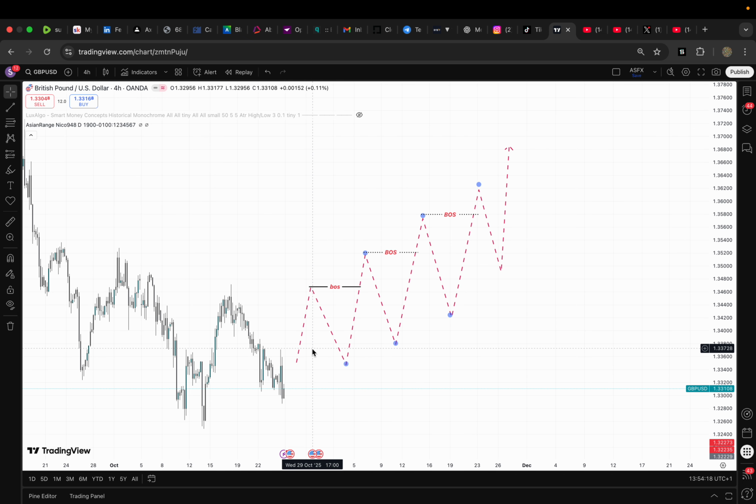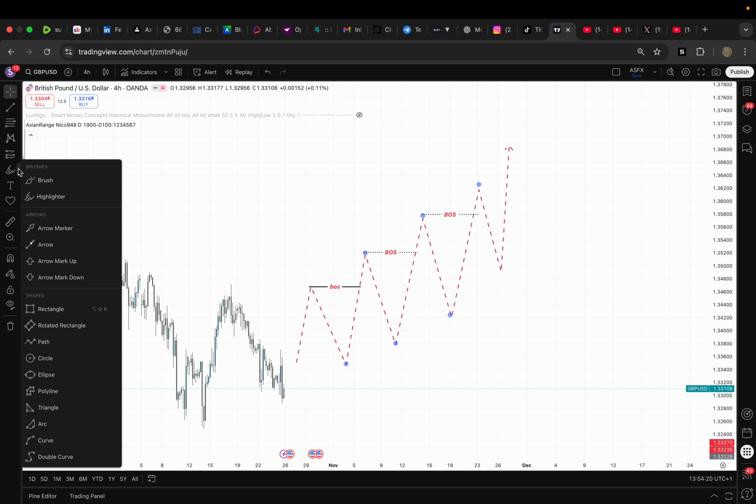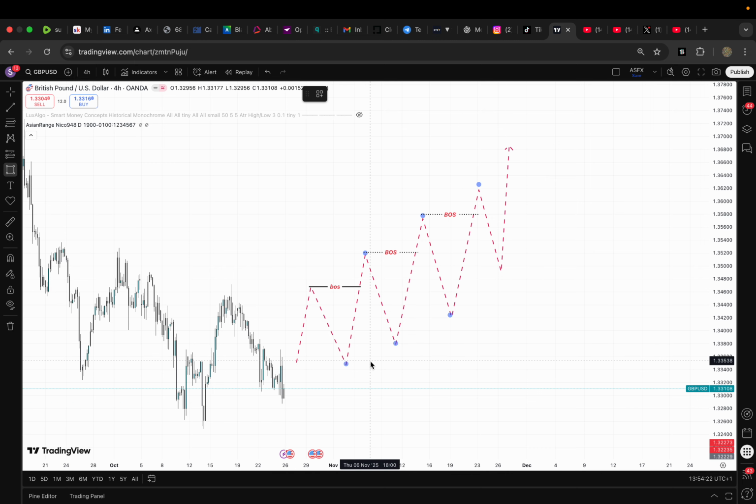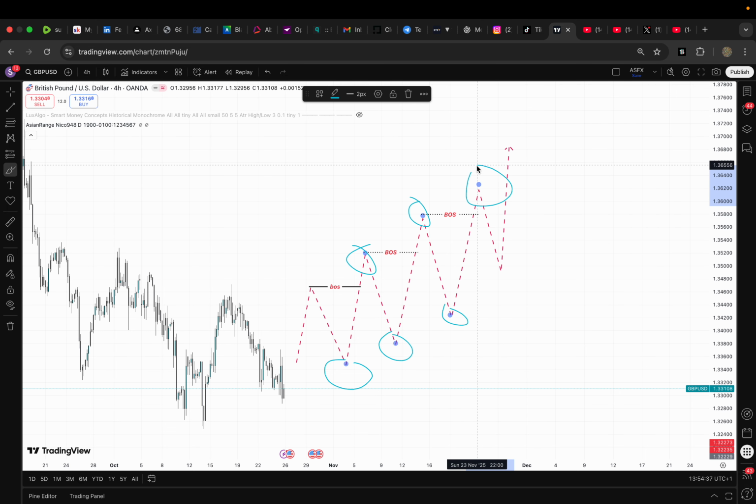So in the bullish market, price creates a series of what? Series of higher lows and higher highs. So now this is a higher low, this is a higher high. This is a higher low, this is a higher high. This is a higher low, this is a higher high.